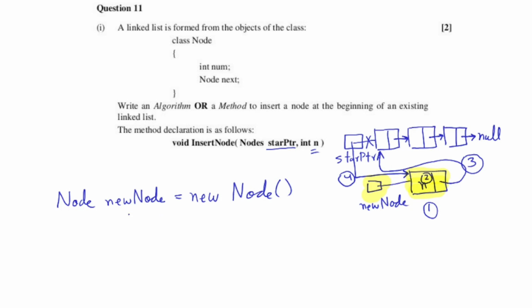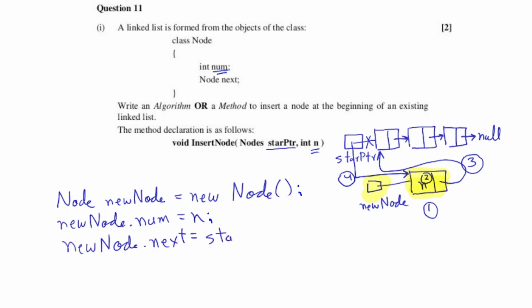Once this is done, we'll store the data inside. So we'll say that newNode.num is equal to n. This n which is passed is being stored in the reference variable num. That is the second part. Third part is adjusting the next of the newly created node. So we'll say that newNode.next is equal to the current start pointer, that is start ptr.